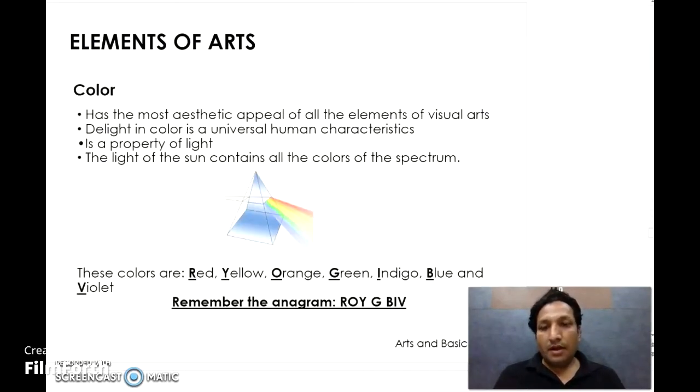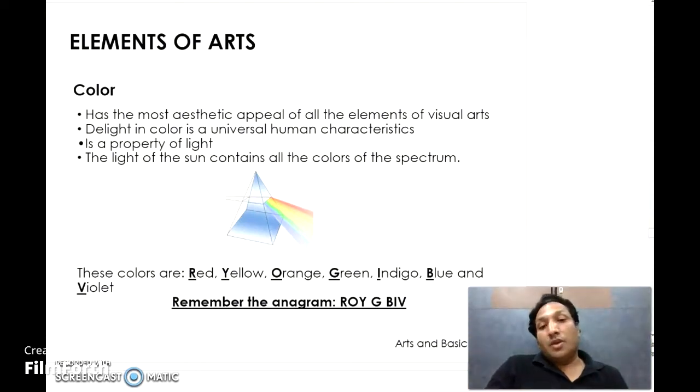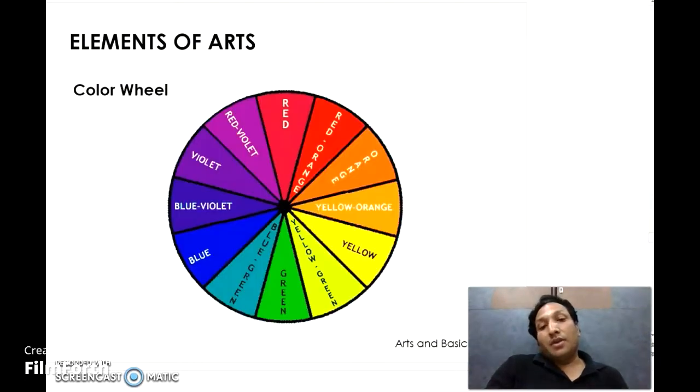Now I'm moving to color. Color is itself very huge, but I included something related to color. Remember the acronym ROY G BIV. You can understand that Newton introduced this theory when light passes through a prism and we get the spectrum. So this is the color wheel. In my next video, you can understand color theory in detail, and I will launch that video soon for your help.